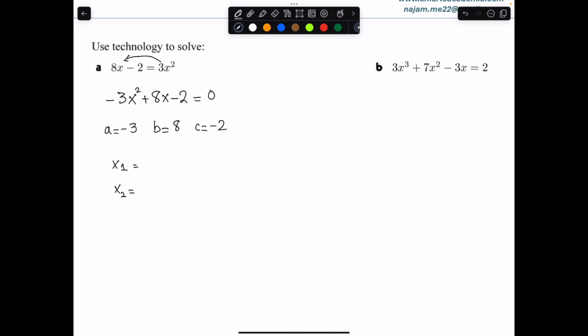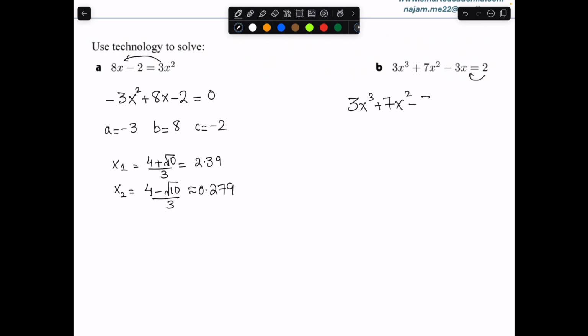So our first answer, exact, was 4 plus root 10 over 3, which is approximately 2.39, rounding to 3 significant figures. The second answer was 4 minus root 10 over 3, which is approximately 0.279, rounding to 3 significant figures. Talking about the next question, we have a degree 3 polynomial, and we need to convert it into standard form, bringing everything to this side, which in this case is 3x cubed plus 7x squared minus 3x minus 2 equals 0.